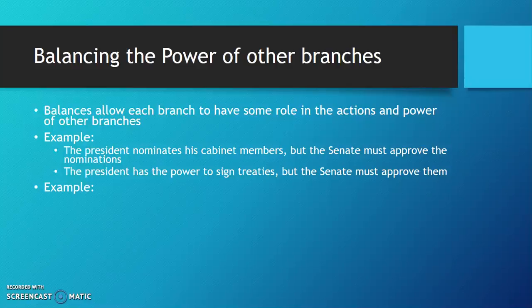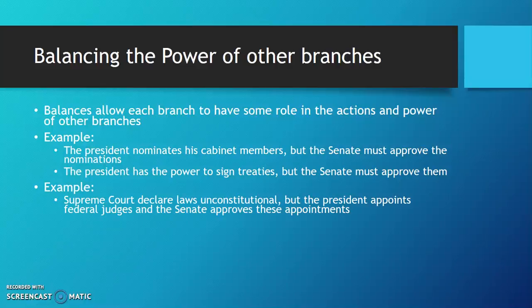Another example comes from the judicial branch. The Supreme Court has the power of judicial review, which is declaring laws unconstitutional. But the president and the Senate have a say in who the actual court is. So the president appoints federal judges, and the Senate then approves these appointments by the president. So even though the Supreme Court declares laws unconstitutional, the president has the power to actually appoint the judges, and the Senate approves those appointments.